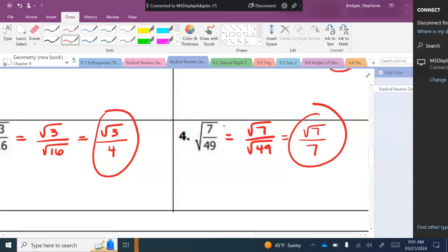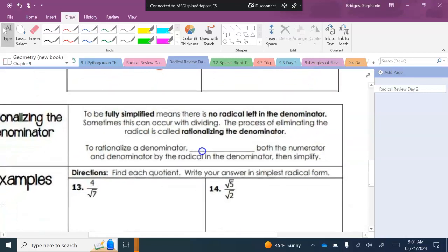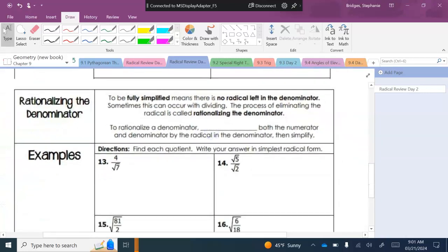Okay. All right, so we'll come back to number 4 in just a minute after I do a couple of other examples. So then we have to talk about what we call rationalizing the denominator. To be fully simplified, there is no radical left in the denominator, which is what I showed you. We're not allowed to have something like that. And this can occur sometimes with dividing. So the process of getting rid of that is called rationalizing the denominator.